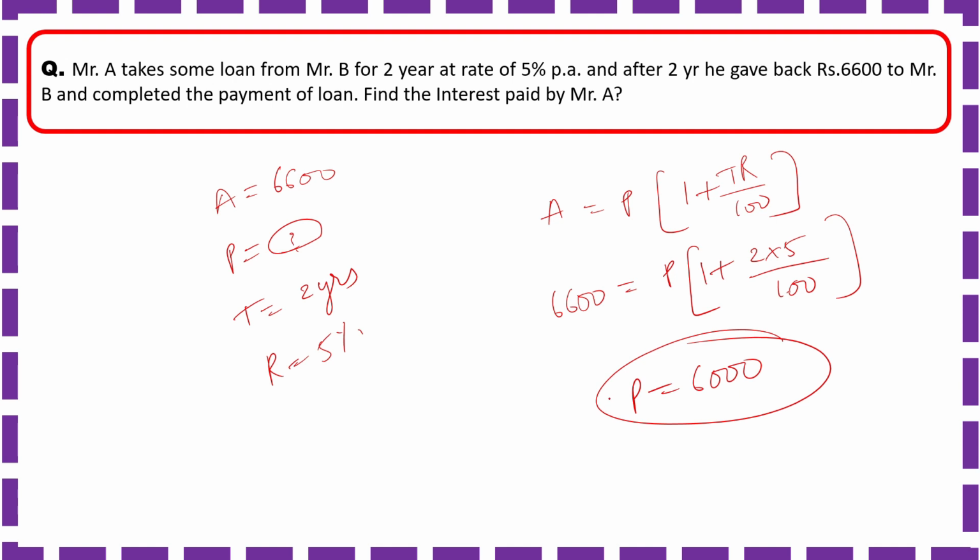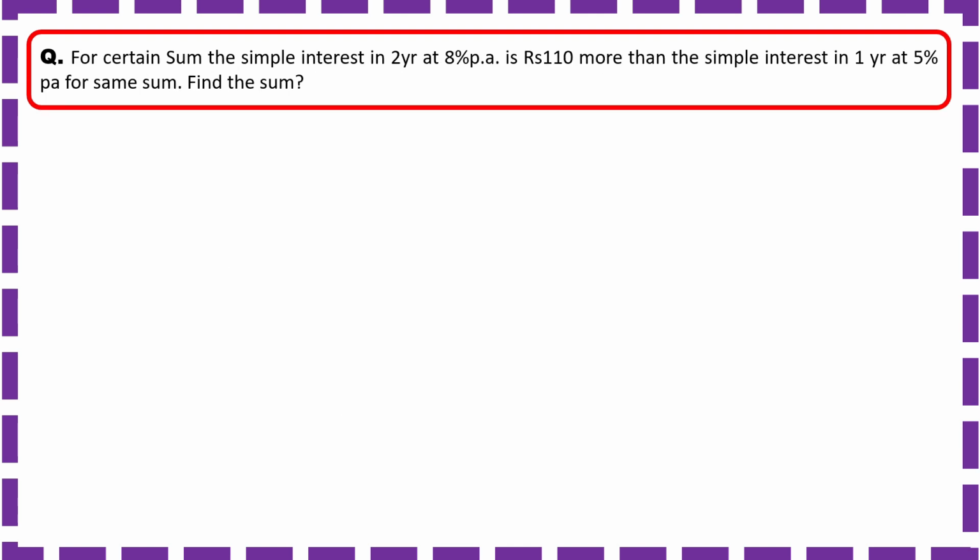So A takes 6,000 from B, and after that he gives 6,600 to B, that is the amount. So how much did he pay interest? So this is the principal, this is the amount. So the interest is 6,600 minus 6,000, that is 600 rupees, right? 600 rupees is the interest paid by Mr. A to Mr. B.